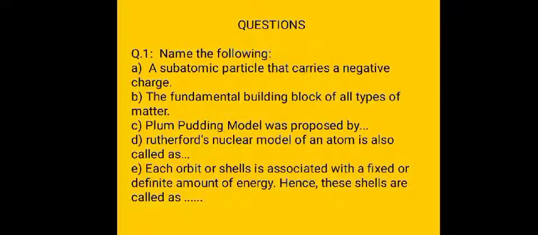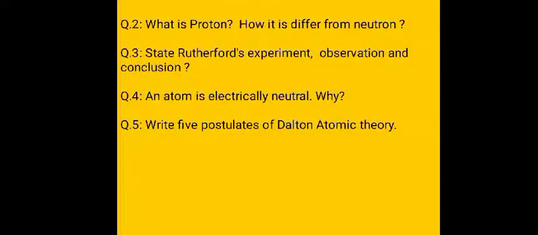Here the questions: name the following, 5 questions you have, and then 5 more questions. What is a proton, and how is it different from a neutron? Then state Rutherford's experiment, observation and conclusion. In this question, first write what Rutherford's experiment is and how he did it. Second, what he observed after doing the experiment, and third, what he concluded after observing. Now fourth, why is the atom electrically neutral? This we have already discussed in the video. Now write 5 postulates of Dalton's atomic theory, which I told you at the beginning of the revision. Go through it, study properly.